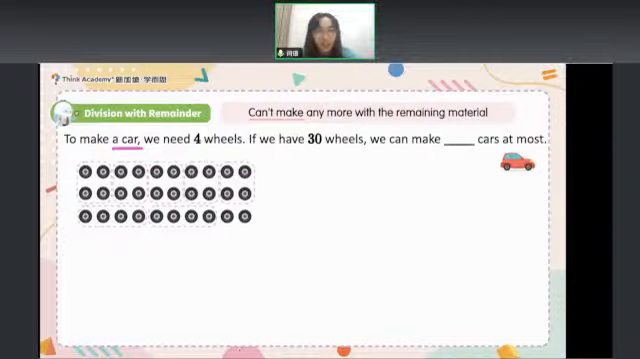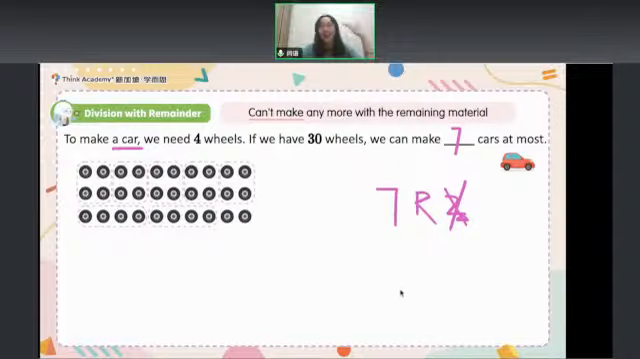So actually, you see, 30 divided by 4, that is 7, remainder 2. 7, remainder 2. So what should we do with these 2 wheels? Just say bye-bye to it. Okay, bye-bye to them. So here, 7 cars. No bicycle. Motorcycle. No, we only need to make a car, okay?